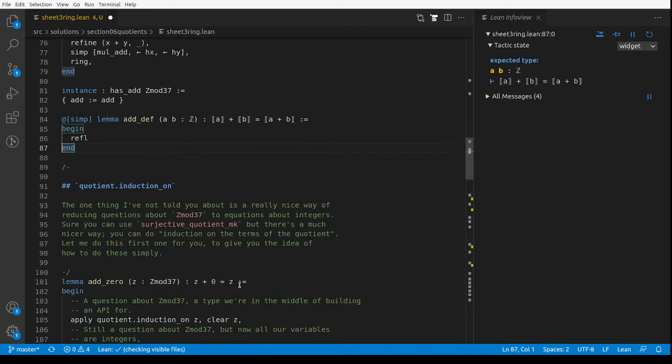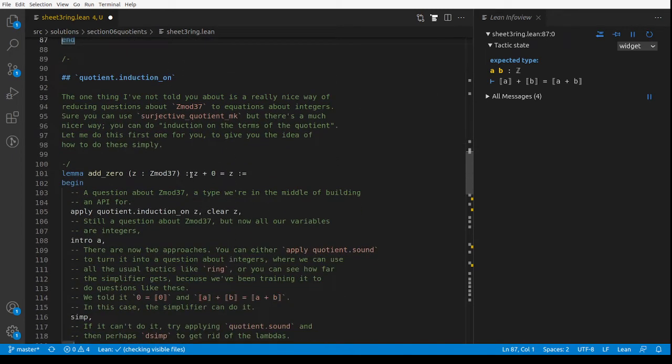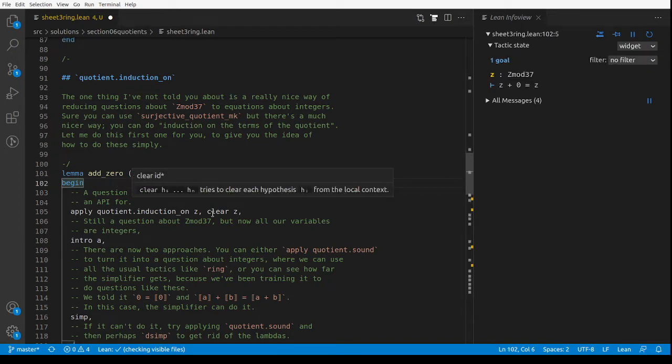And now I've got to show you the one last trick, right? How do we actually prove things like z plus 0 is z? If you keep your head, you can kind of see what's going on here. First of all, we've just got questions about something mod 37. There's no integers here at all, right? Z is an integer mod 37.